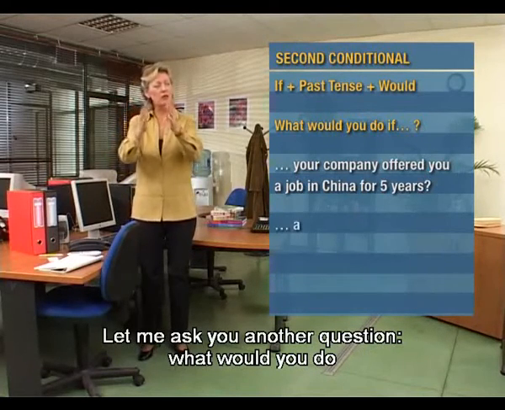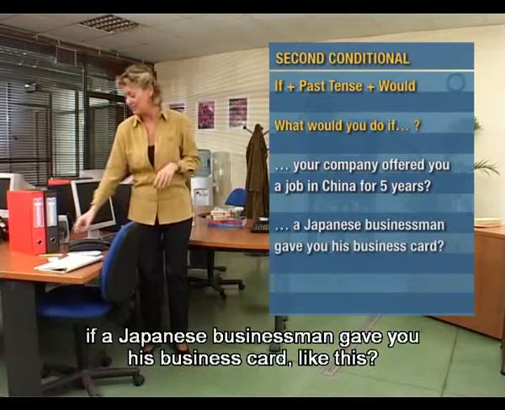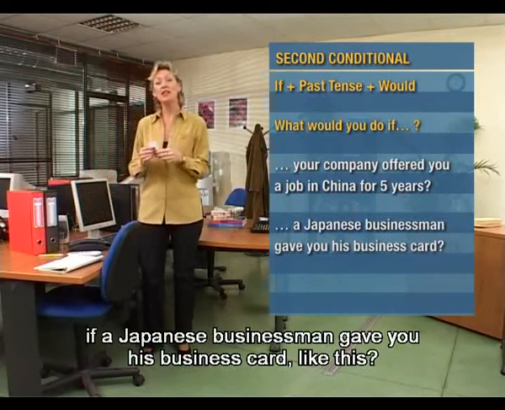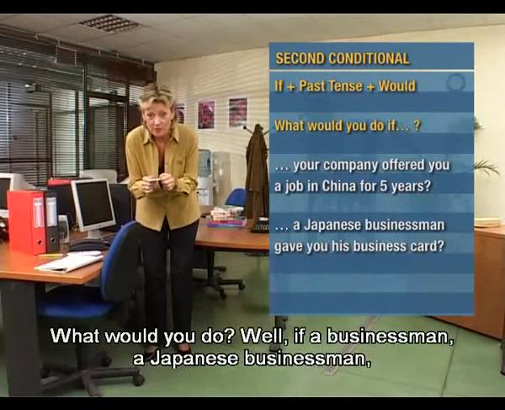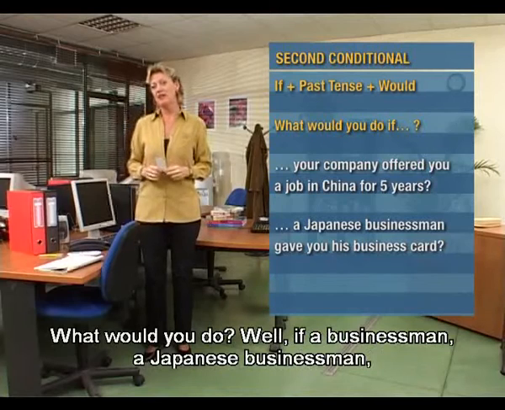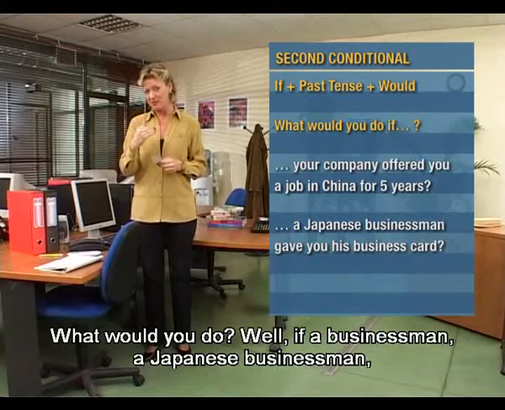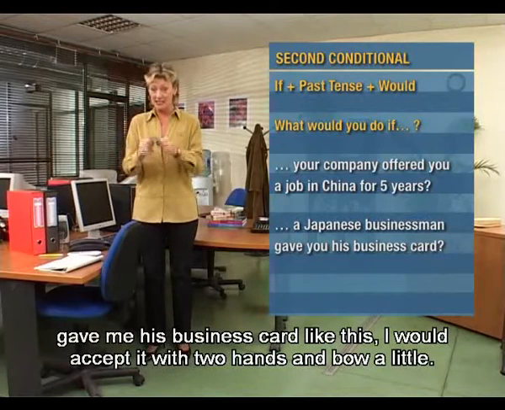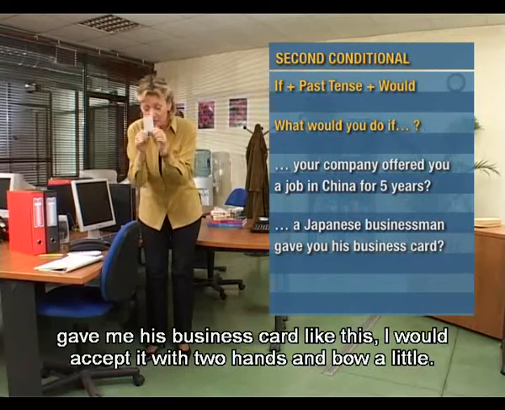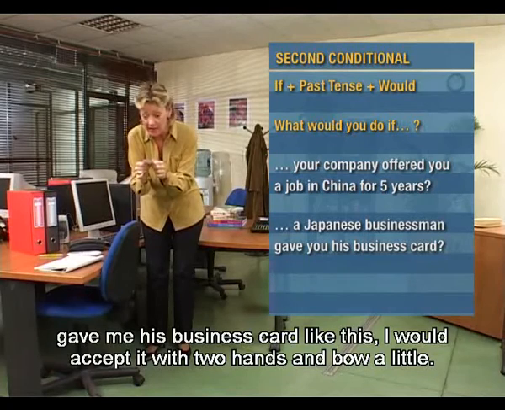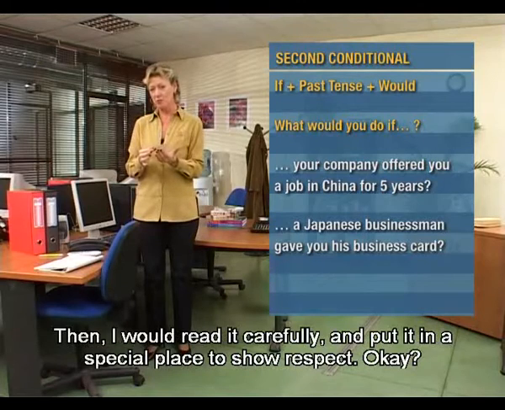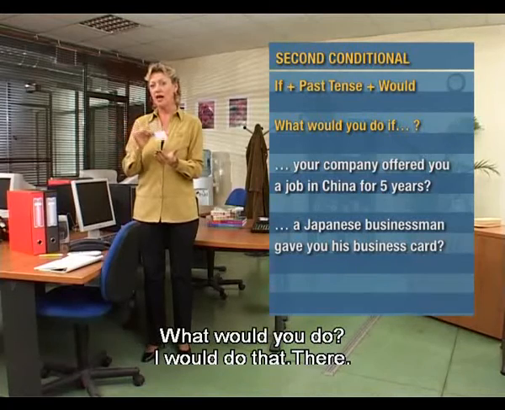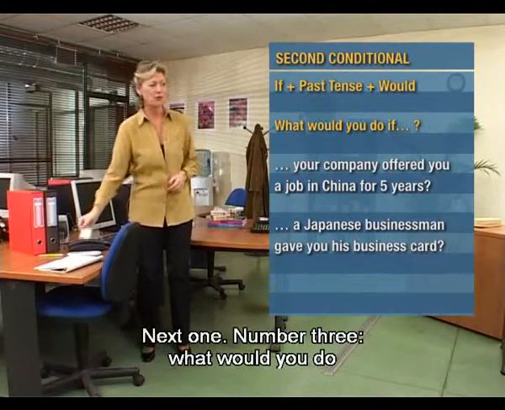All right, let me ask you another question. What would you do if a Japanese businessman gave you his business card like this? What would you do? Well, if a Japanese businessman gave me his business card like this, I would accept it with 2 hands and bow a little. Then I would read it carefully and put it in a special place to show respect. Okay? What would you do? I would do that.